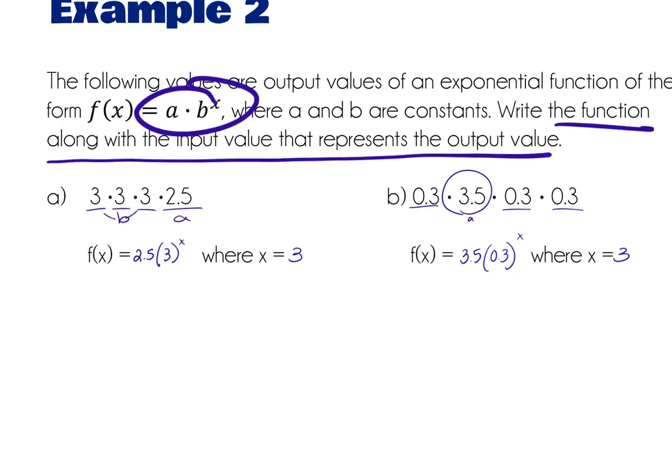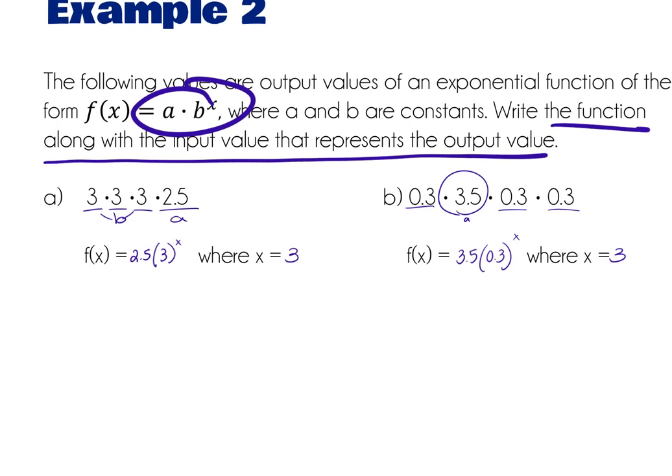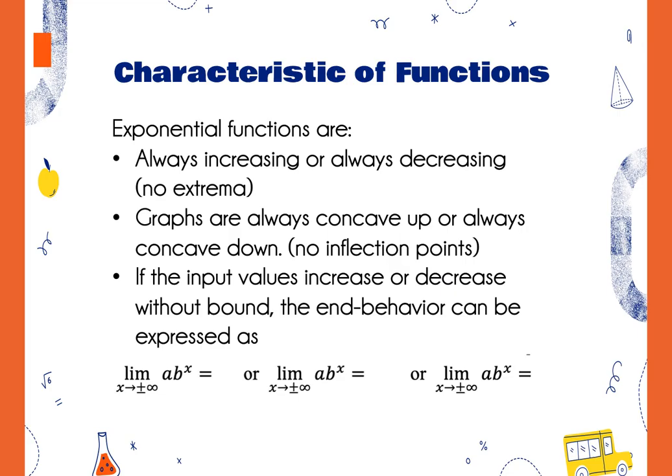Questions on those? All right, now let's talk about these functions. So characteristics of every exponential function. They are either always increasing or always decreasing. Their direction will not change. Obviously, if it's got exponential growth, it is always increasing. If it's got exponential decay, it is always decreasing. Which means there's no max or min. There's no extrema.